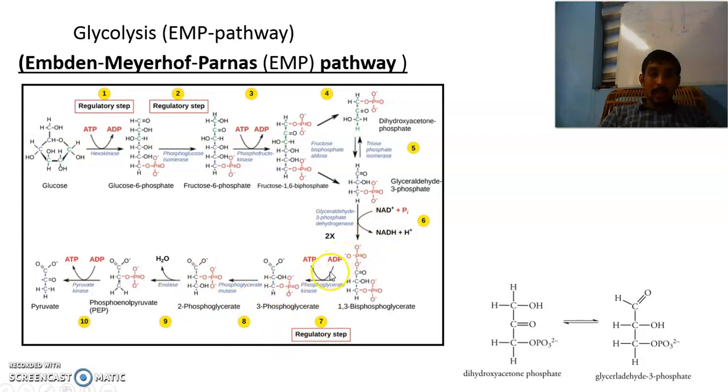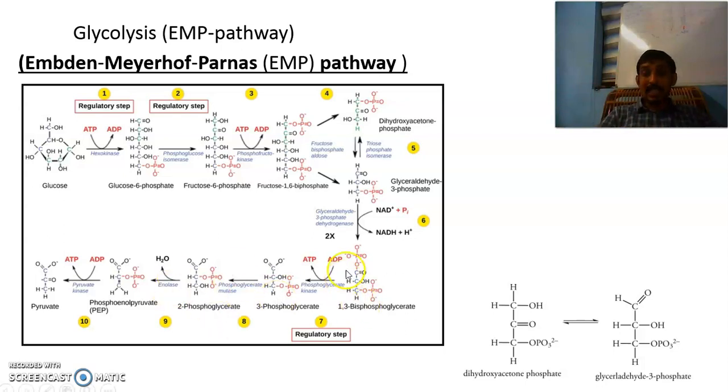Now, the seventh, eighth, ninth, and 10th steps are pending. So when we move into the seventh step, 1,3-bisphosphoglycerate is a 3-carbon compound having 2 phosphates. One is at the first carbon and one is at the third carbon. That is, 1,3-bisphosphoglycerate is converted into 3-phosphoglycerate by removing one phosphate from the first carbon atom.